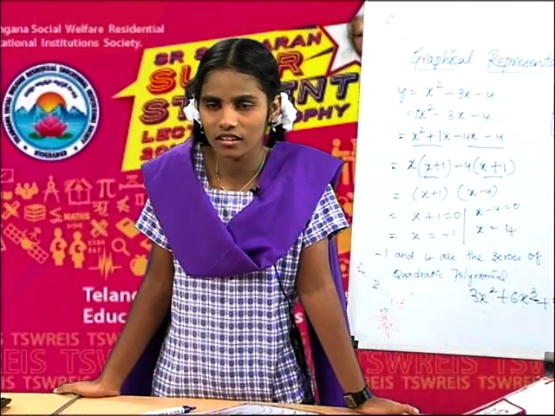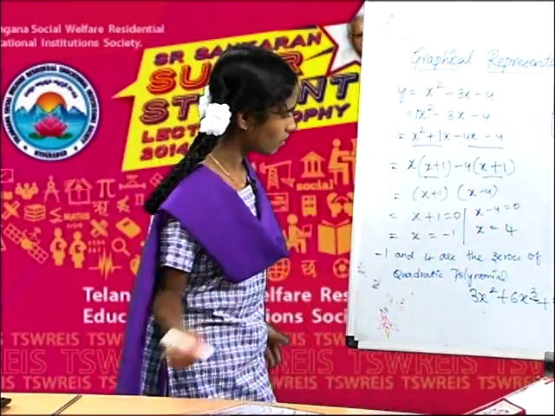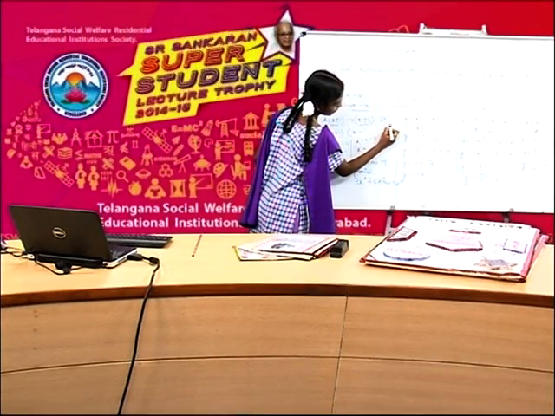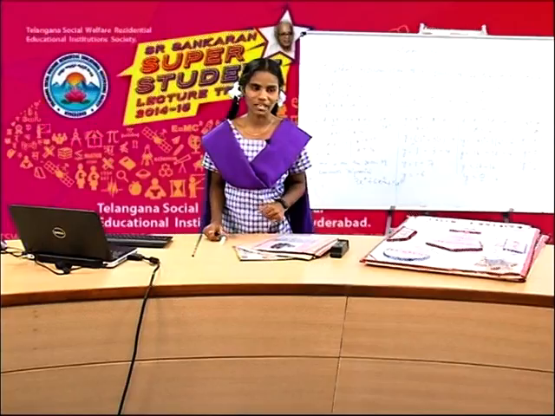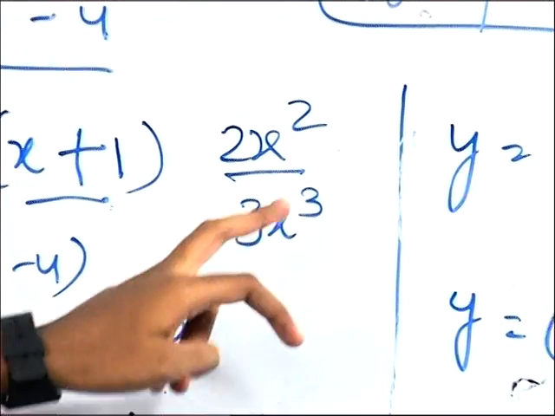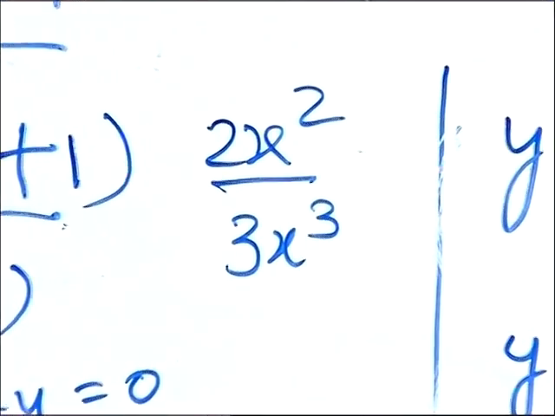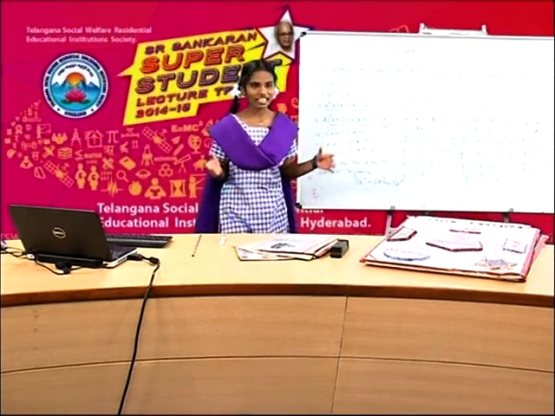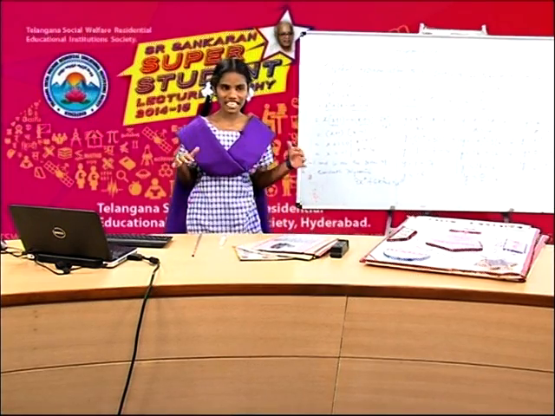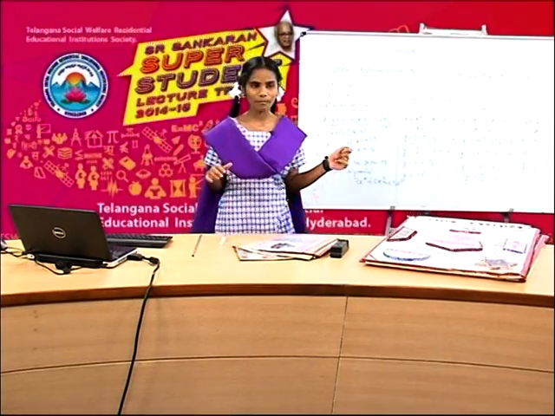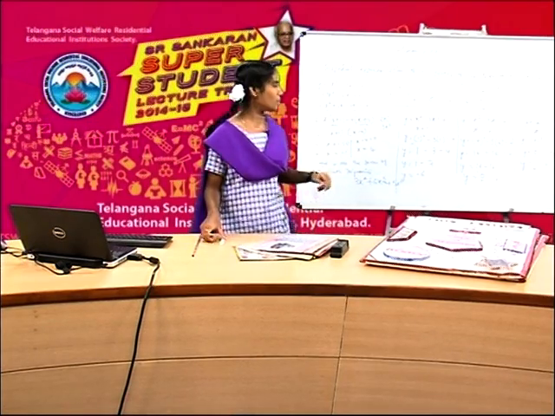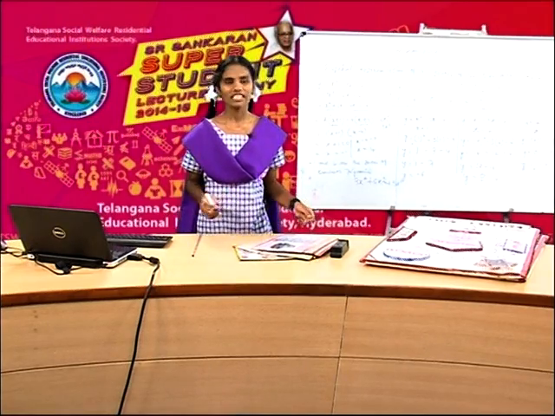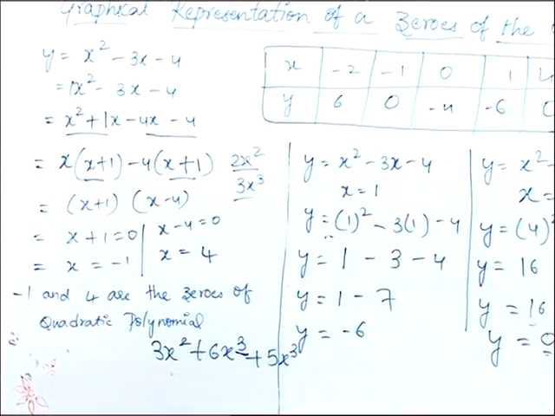Okay, tell me. 2x squared plus by 3x cubed. So is it a polynomial, friend? Friend, it is not a polynomial because the denominator power is higher than the numerator power. According to the definition, an algebraic expression which involves a variable with non-negative integral powers is called a polynomial. But here there is a negative power, so it is not called a polynomial. Thank you friend for asking a good question to me.